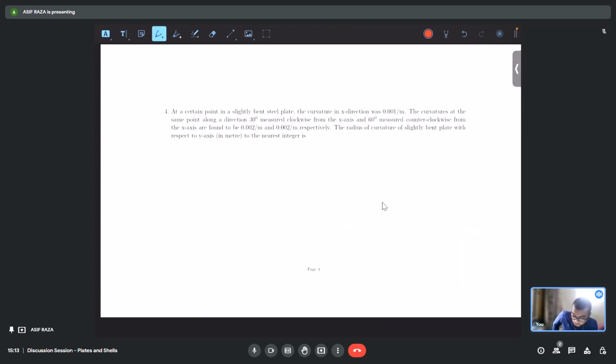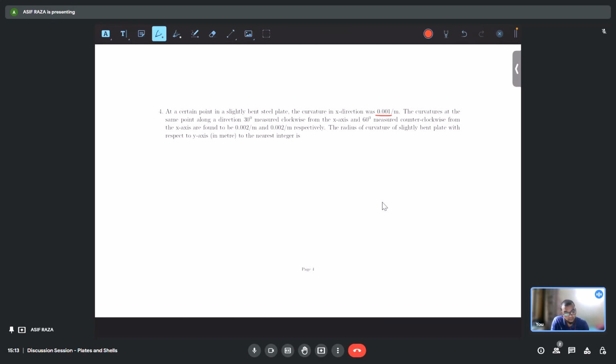So question number 4 is, at a certain point in a slightly bent steel plate, the curvature in x direction was 0.001 per meter. The curvatures at the same point along a direction 30 degree measured clockwise from the x-axis and 60 degree measured counterclockwise from the x-axis are found to be 0.002 per meter and 0.002 per meter respectively. The radius of curvature of slightly bent plate with respect to y-axis in meter to the nearest integer is.